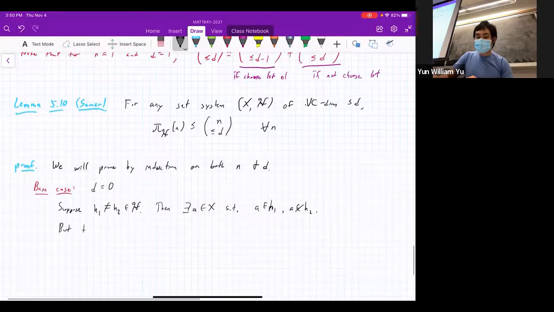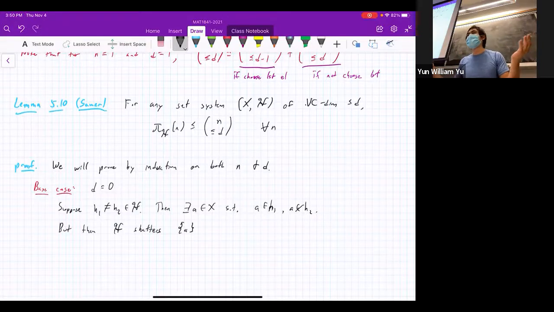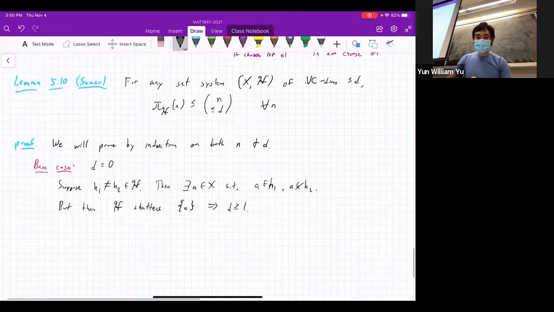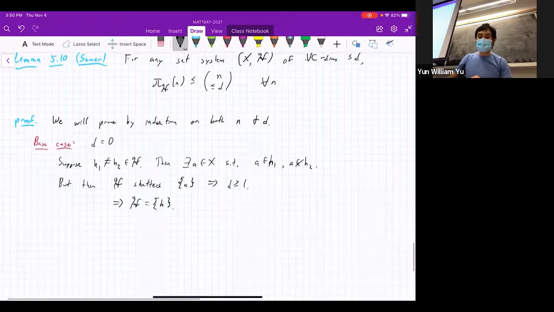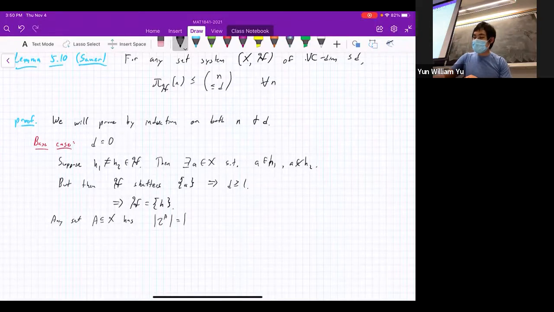But then we run into the issue when H shatters the set A. That's a problem, which implies that D is greater than or equal to 1, which implies that H is actually just equal to a single item. So clearly we only have one item in the subset. And note that any set A contained in X has 2 to the size of A subsets.